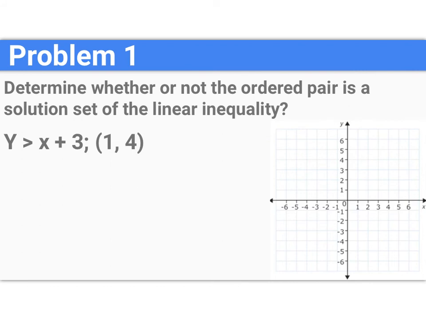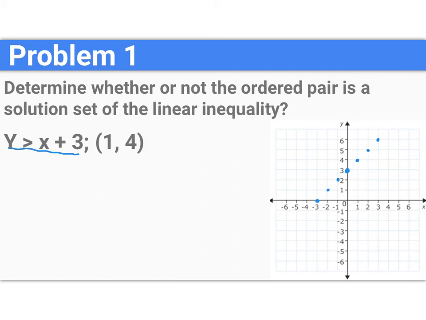Okay, determine whether or not the ordered pair is a solution set. So we had this in slope-intercept form, so let's just graph it. When x is 0, y is 3. So (0, 3) is one point on the line. We can use our slope, which is 1, or we can find the intercept, which is y equal to 0, subtract 3, x is -3.